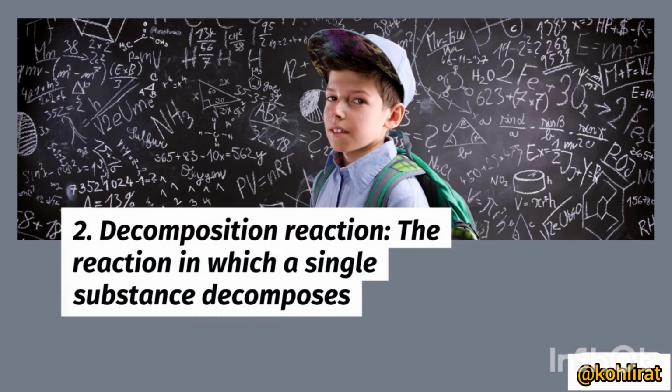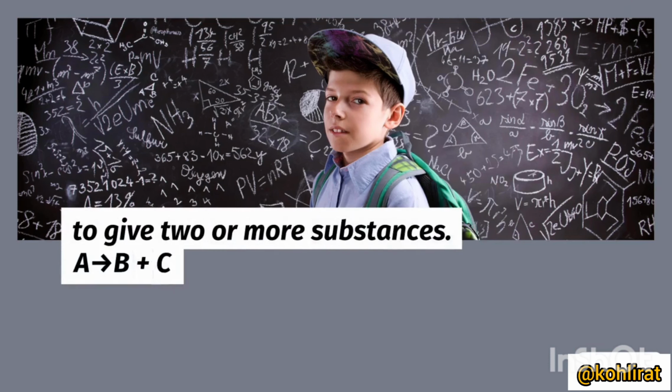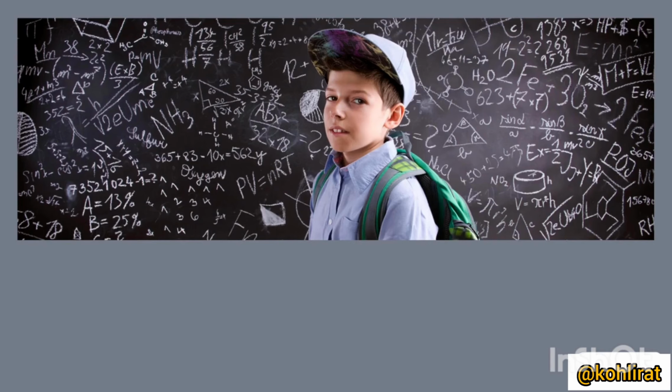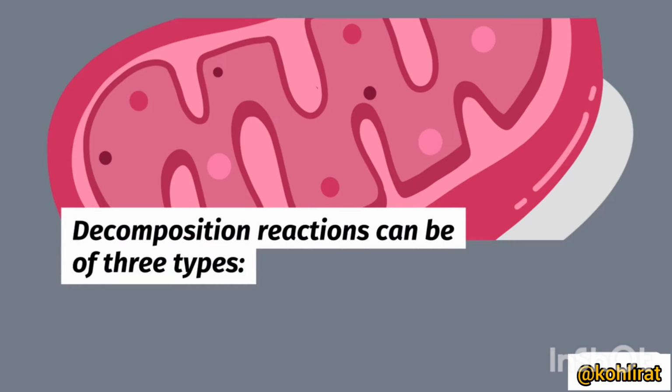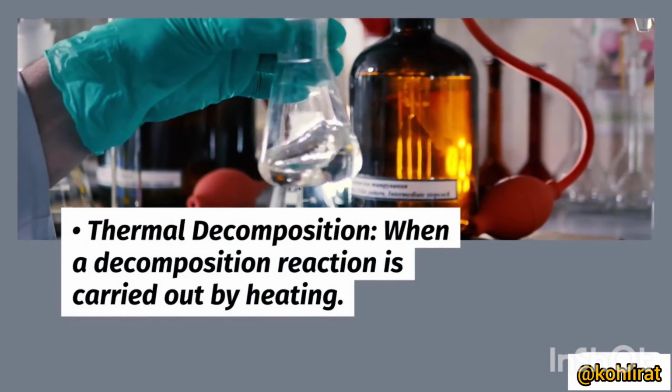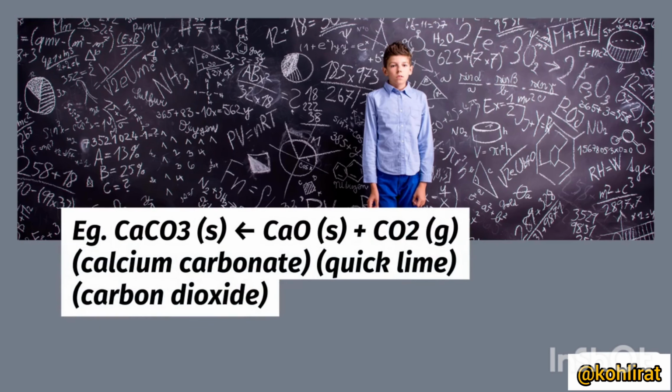2. Decomposition reaction. The reaction in which a single substance decomposes to give two or more substances. AB → A + B. Decomposition reactions can be of three types. Thermal decomposition, when a decomposition reaction is carried out by heating. For example, CaCO3(s) → CaO(s) + CO2(g): calcium carbonate, quicklime, carbon dioxide.